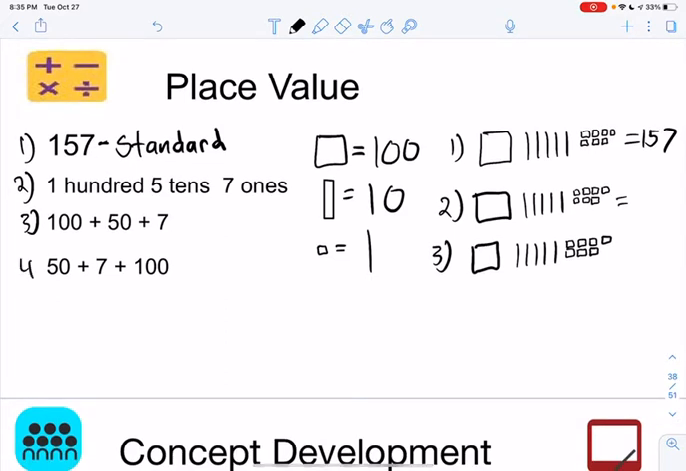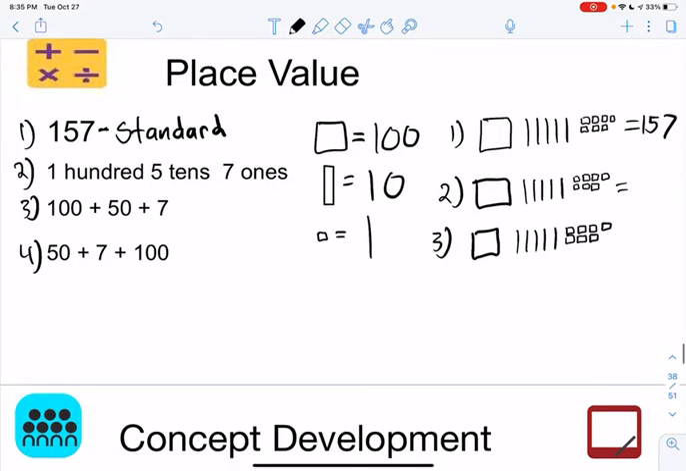Now let's look at the last one. This one's a little different than the first one. Look at it, it's out of order. We should probably put it in order of biggest to smallest. So what is the biggest number in these 3?